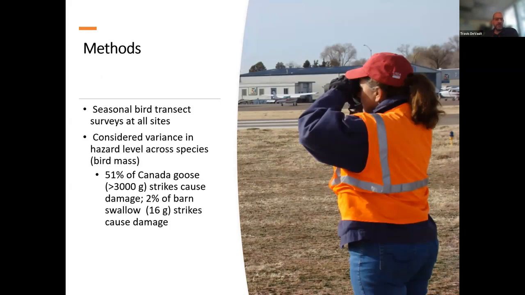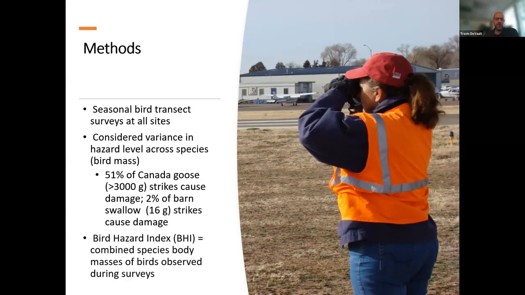There is quite a bit of variance in hazard level across species. So in other words, if you hit a bird with an aircraft, what's the likelihood of it causing damage to that aircraft? And like I said, there's big variance. So over half of Canada goose strikes cause damage, but only 2% of barn swallow strikes cause damage, just as an example. So to account for that, we developed this bird hazard index, which is just the combined species body masses of all birds observed during these surveys.